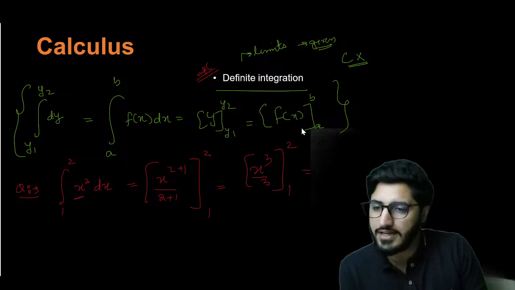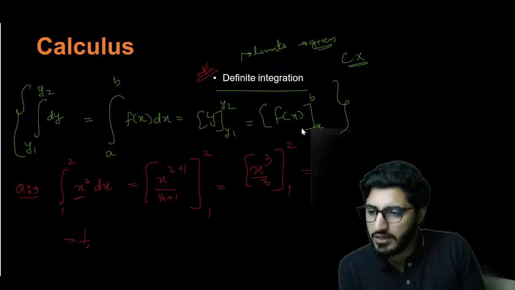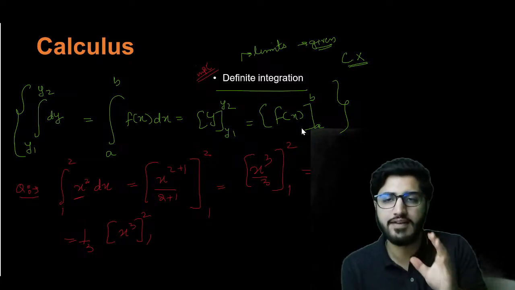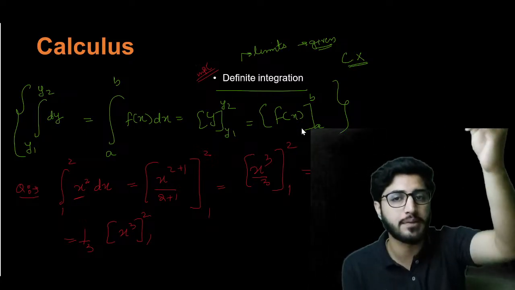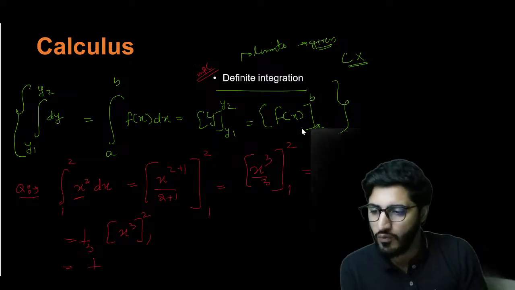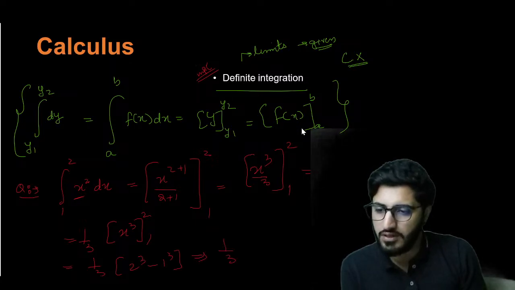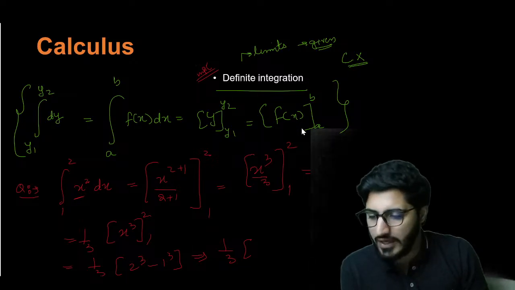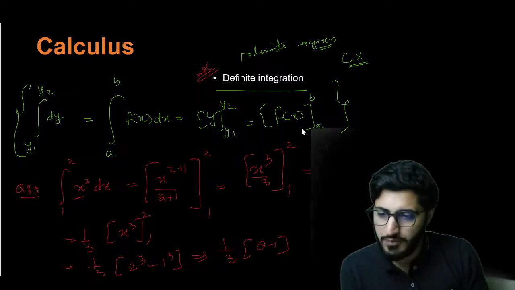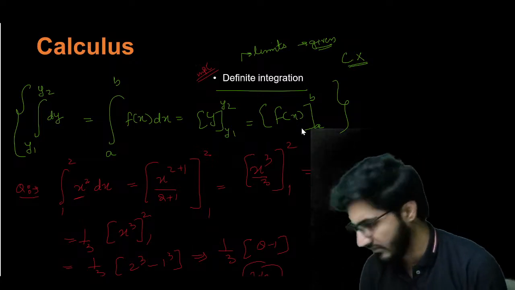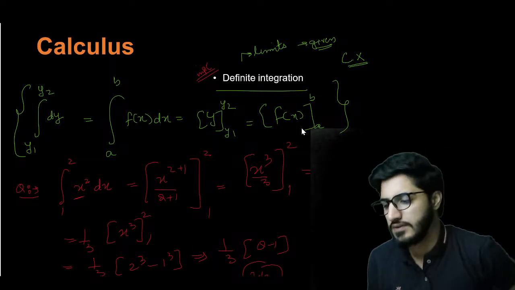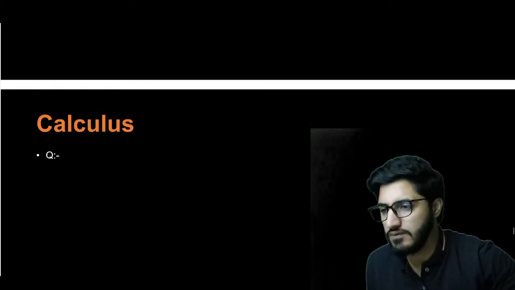So I can take the constant outside, 1 by 3. Inside I have x to power 3 from 1 to 2. Where you have x, put the 2. You have to put upper limit minus lower limit. So 1 by 3 into 2 power 3 minus 1 power 3. 2 2s are 4, 4 2s are 8. You have 8 minus 1, that means 7. Answer is 7 by 3. Like this you have to proceed. Easy now?